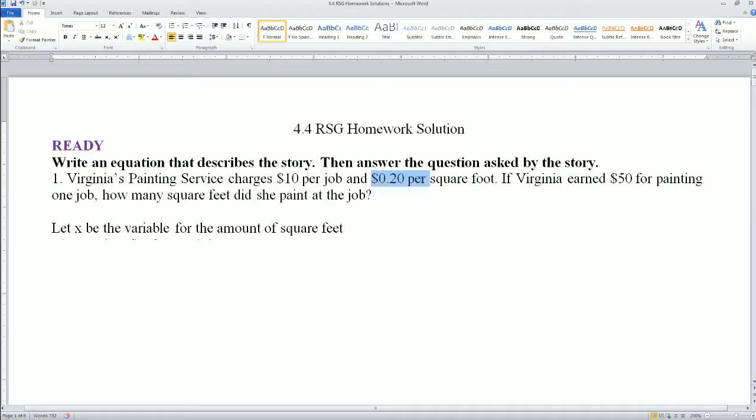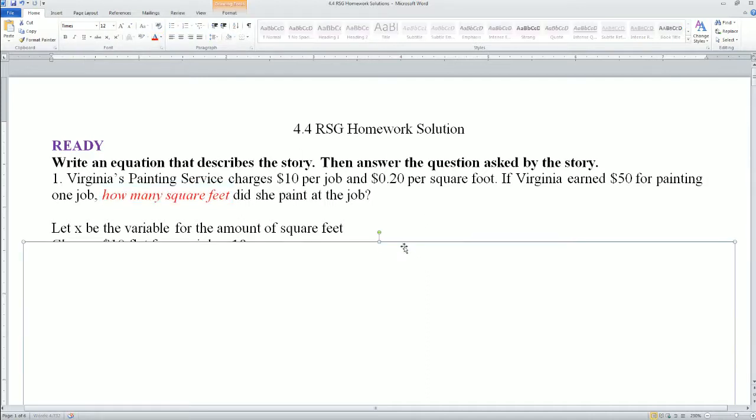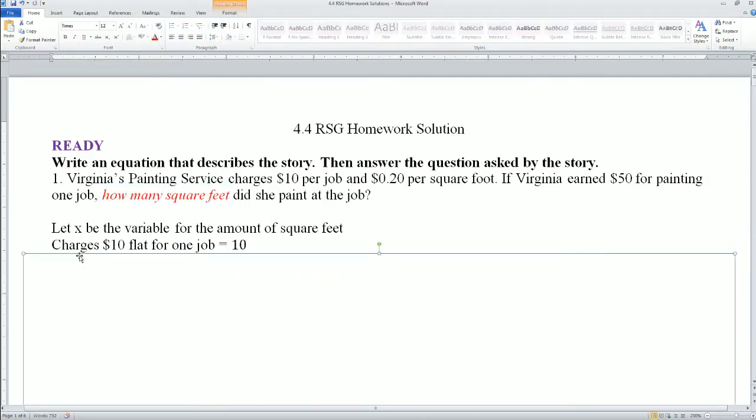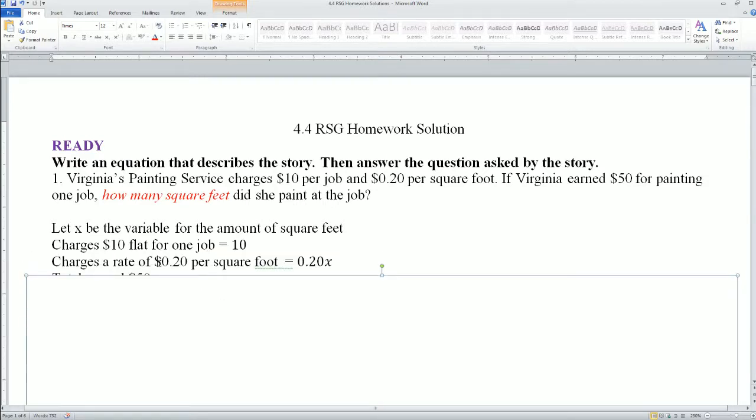Because you get 20 cents per square feet, we don't know how many square feet she painted, because that's the question right here. How many square feet did she paint? We don't know. But we do know that she charges $10 flat for one job. So that is just a flat $10. Then she charges at a rate of 20 cents or 0.20 per square foot. So I put 0.20x because that is the rate amount, right?